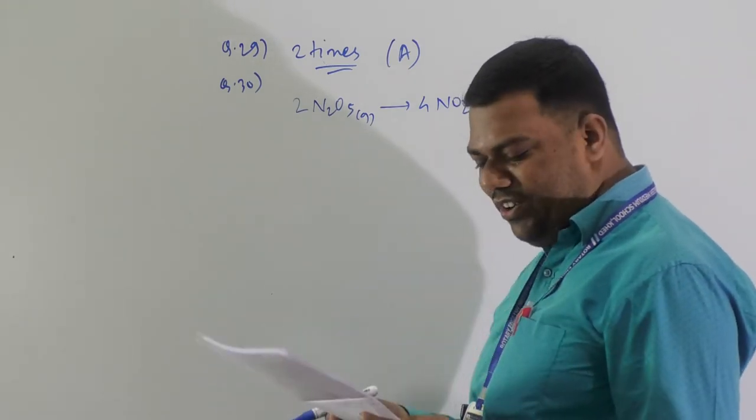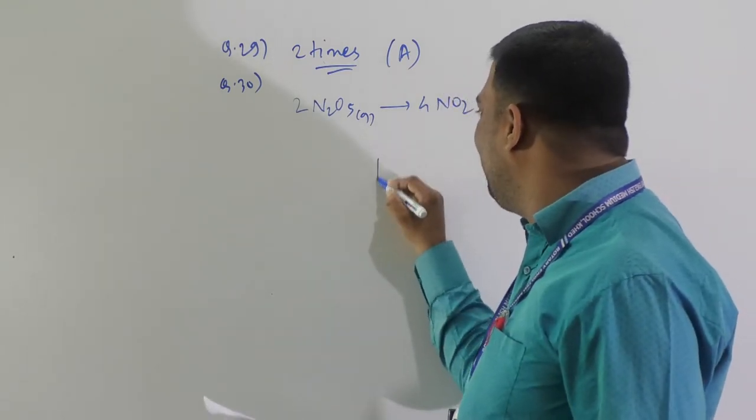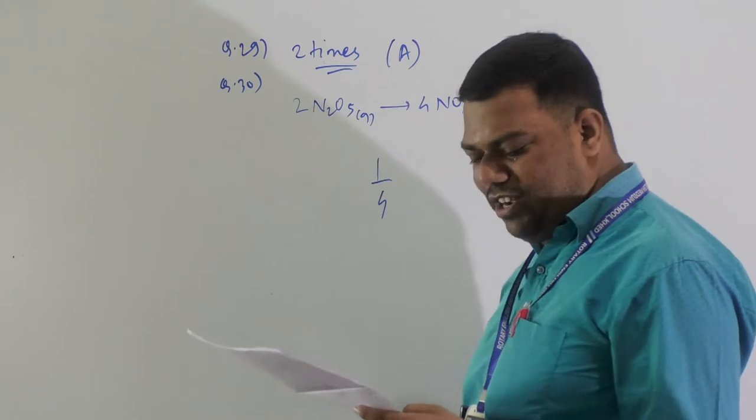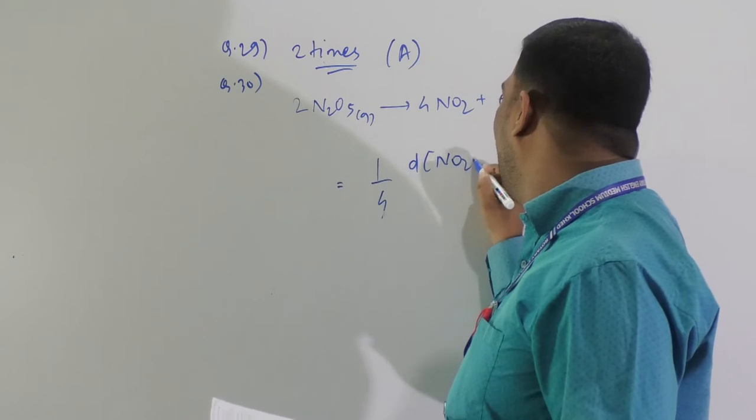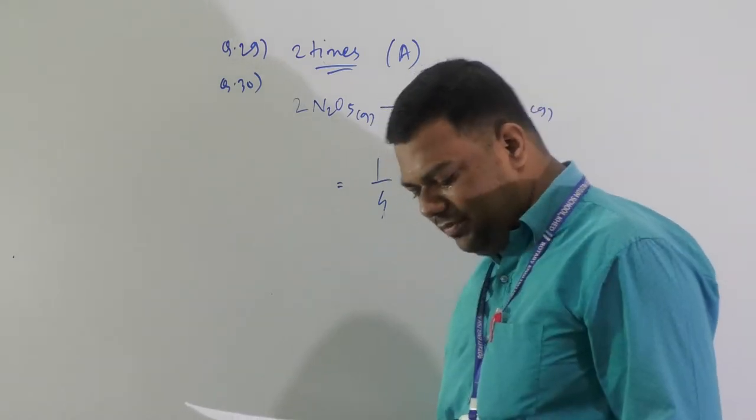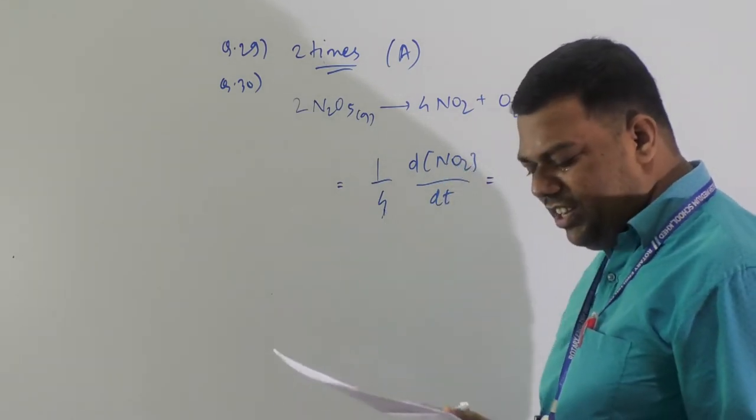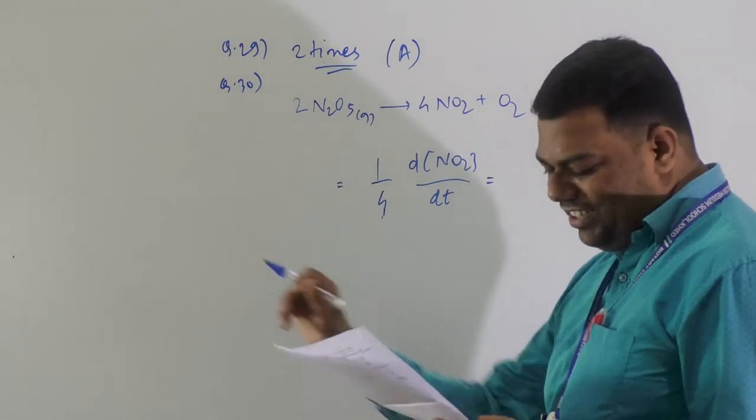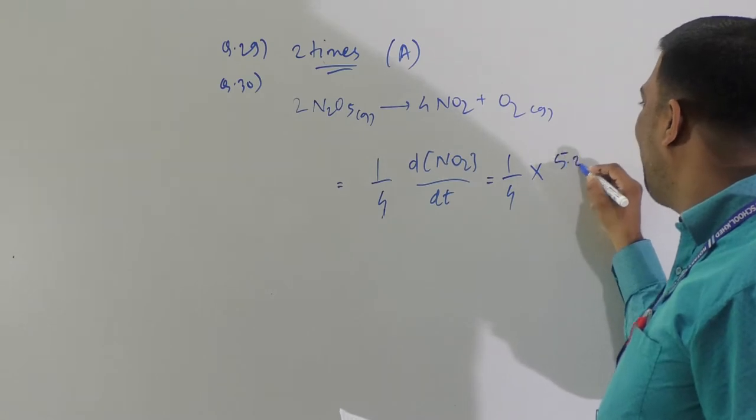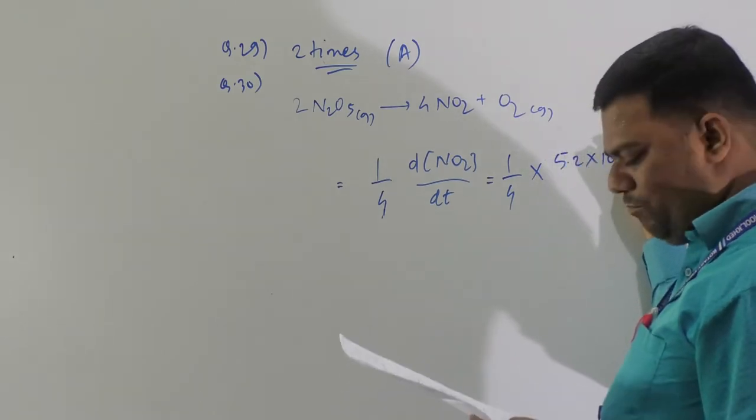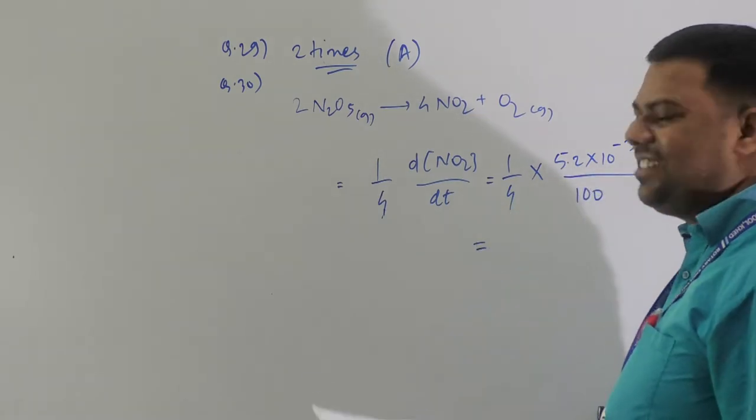Okay. So, we want the concentration of NO2. So, how can we write for NO2? Yes. It is a product. So, plus only will come. Okay. So, 1 by 4 d[NO2]/dt. So what will come? This concentration they give. Yes, concentration is increased by 5.2 into 10 to minus 3. Yes, so 1 by 4 into 5.2 into 10 to minus 3 divided by time 100 seconds. So you will get the answer easily.